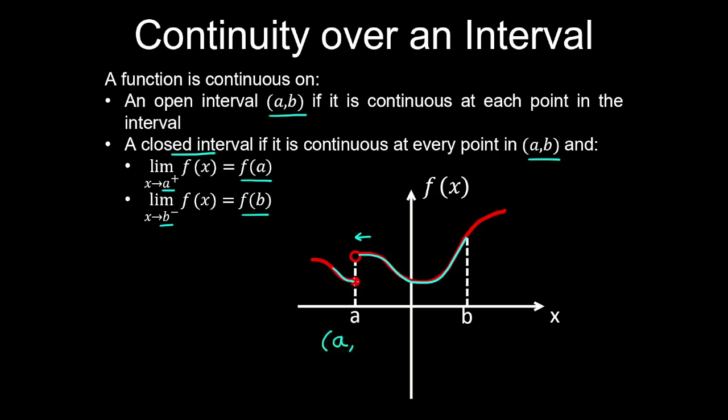Because if we were to draw this function, we draw it up to a, and then lift the pen and continue drawing it. Now as x approaches b from the left hand side, the limit is equal to the value of the function at b. So therefore we don't have to lift the pen to continue drawing the function at b, and therefore the function is continuous at b.